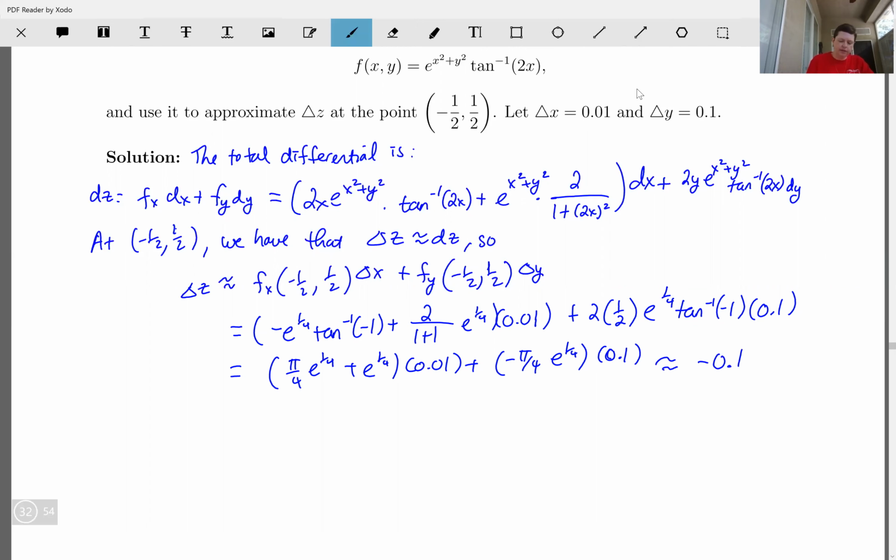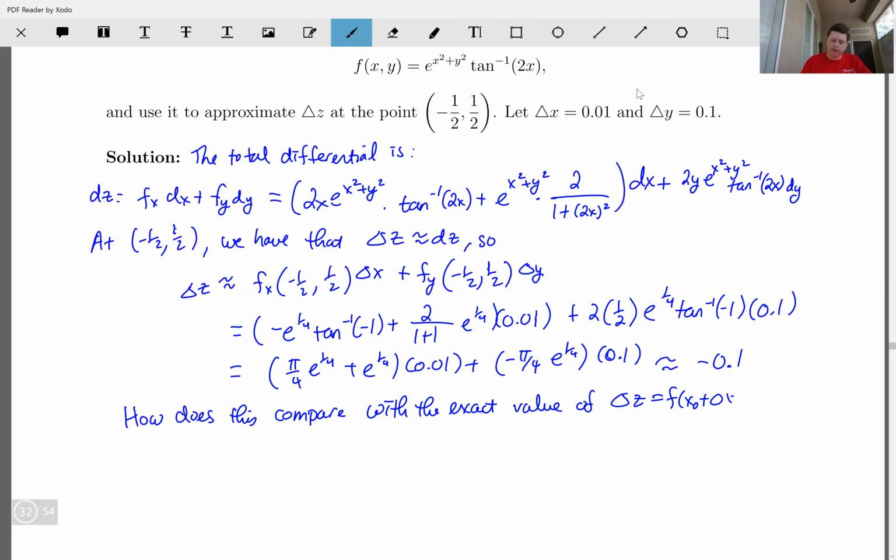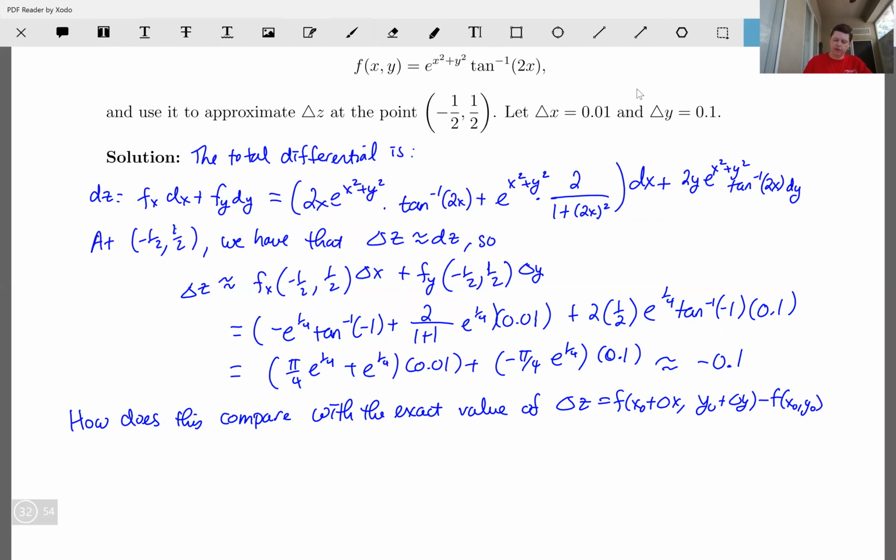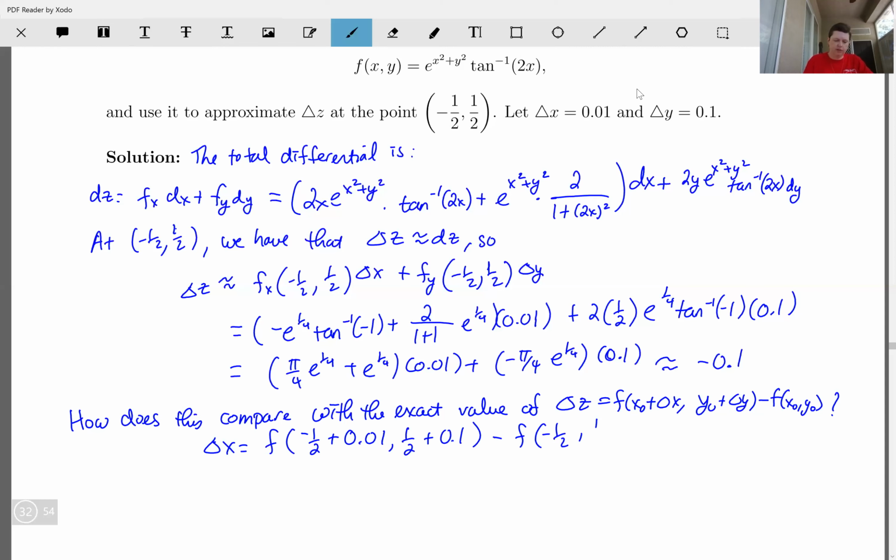So how does this compare with the exact value of delta z? Okay, so like I said, the exact value of delta z is the difference between the function evaluations. So I'm going to evaluate my function at negative 1/2 plus 0.01, 1/2 plus 0.1, and then subtract the function evaluation at negative 1/2, 1/2.